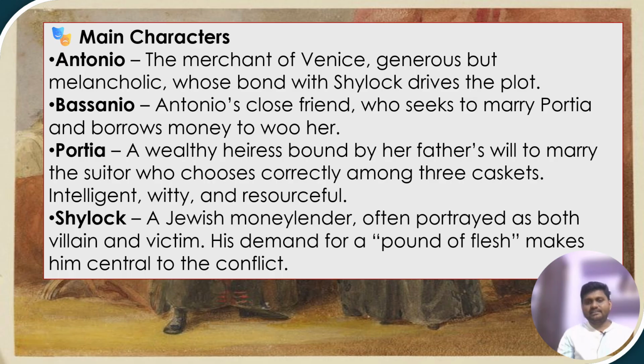The second character is Bassanio. Bassanio is Antonio's very close friend. He seeks to marry Portia and he asks money from Antonio so that he could woo Portia.